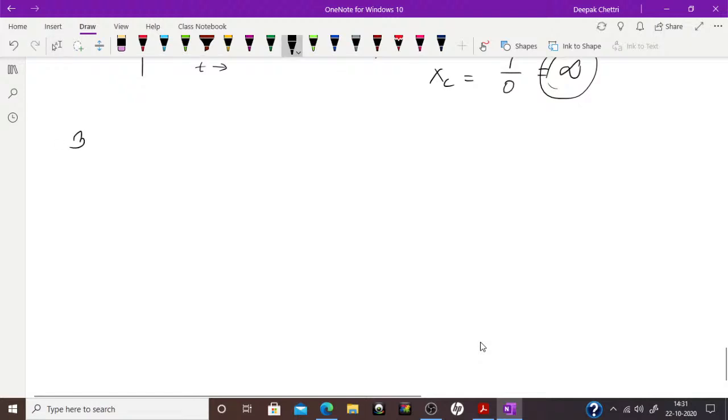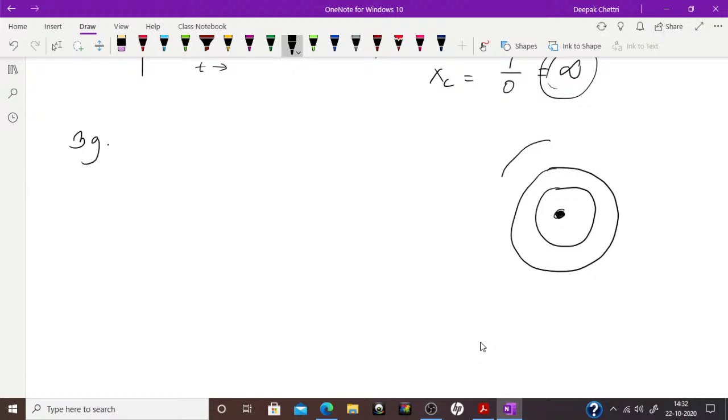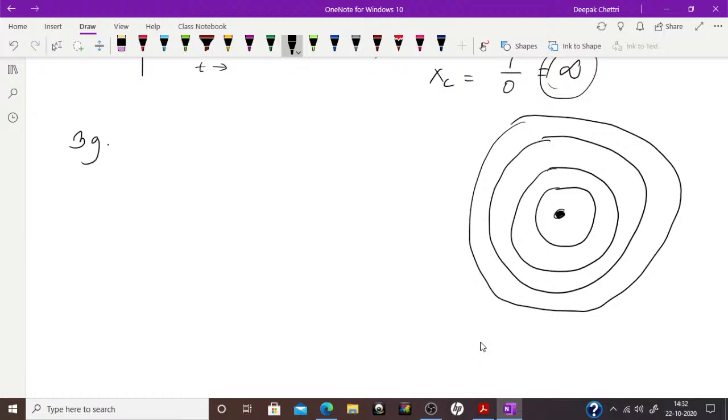So number 3G. First of all, you should know about the Lyman series. Suppose you have a nucleus at the center, and you have other orbits like this, where electrons move. What happens if an electron is moving in the first orbit and somebody gives it energy? This is your first orbit, n equal to 1, this is your second orbit, n equal to 2. They have different amounts of energy.